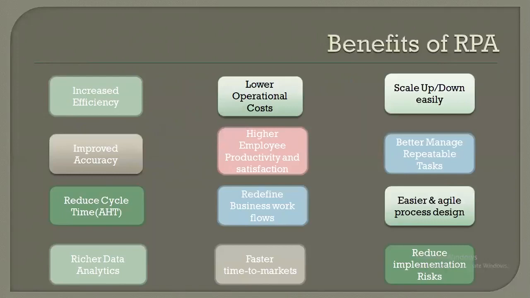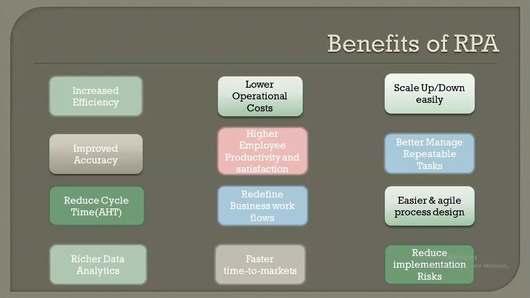The major RPA benefits I kept here are increased efficiency and improved accuracy. You get this by configuring the robot, because the robot will work as per the configurations you did in the process, and it will not make even a single mistake. Performance-wise, it is very fast compared with humans. Then lower operation costs, scaling up or down easily, higher employee productivity and satisfaction, better managed repeatable tasks, reduced cycle time, average handling time is less compared with humans, and redefined business workflows.